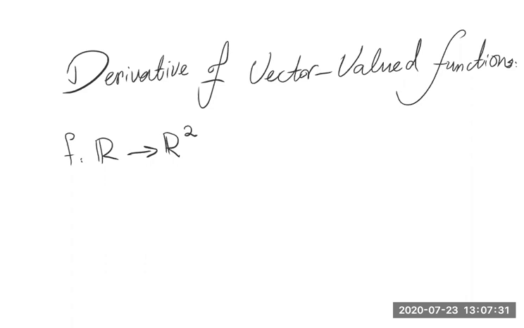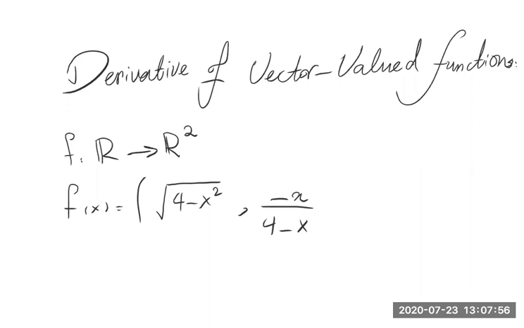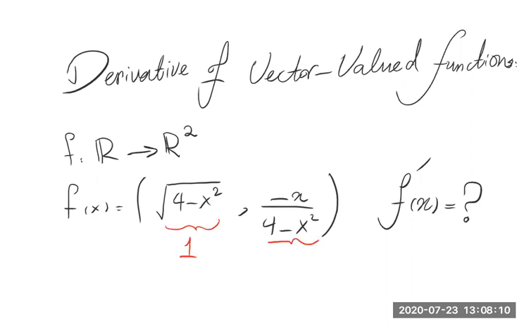So suppose f of x is equal to, let's start with something not very hard to make sure you know the basic rules, the square root of 4 minus x squared. And the second component, suppose, is minus x over 4 minus x squared. The question is, what is the derivative of f? Think about that for a few minutes and compute the derivative. We should take the derivative of the first component, and then the derivative of the second component.